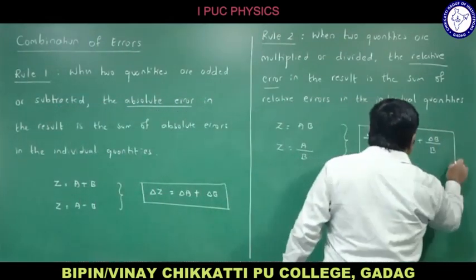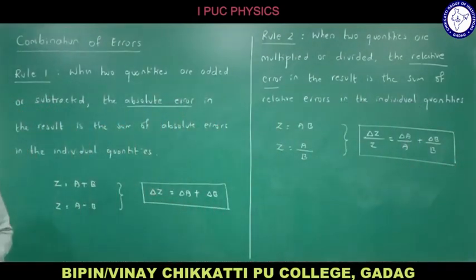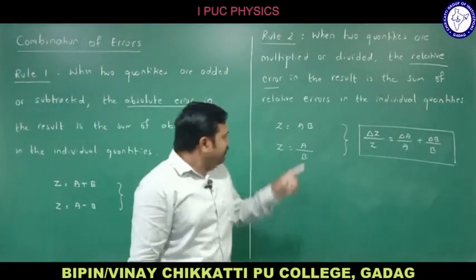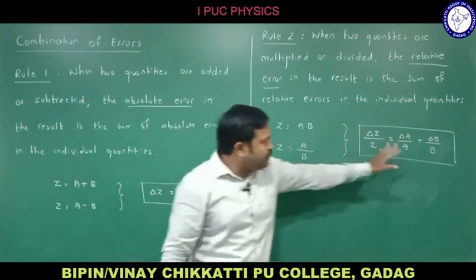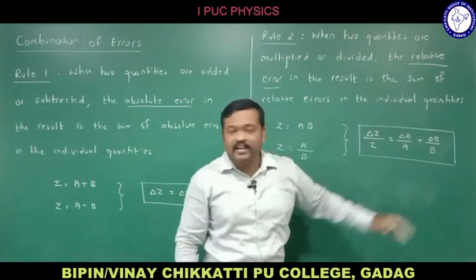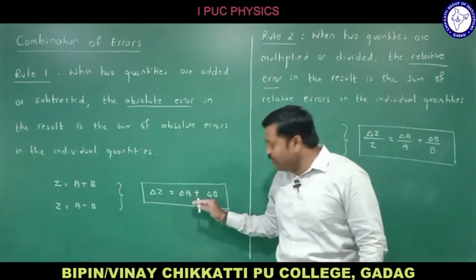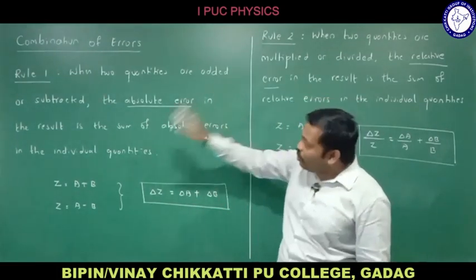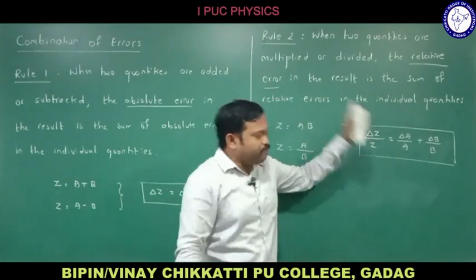Do you understand? Whenever there are two quantities which are multiplied or divided, which error do we need to take? Relative error. The relative error in the final result is the sum of the relative errors in the individual quantities. Do you remember? Whenever there is multiplication or division, the rule remains the same. We need to take plus itself. Here also, whenever there is plus or minus, again in the errors we need to consider plus itself.